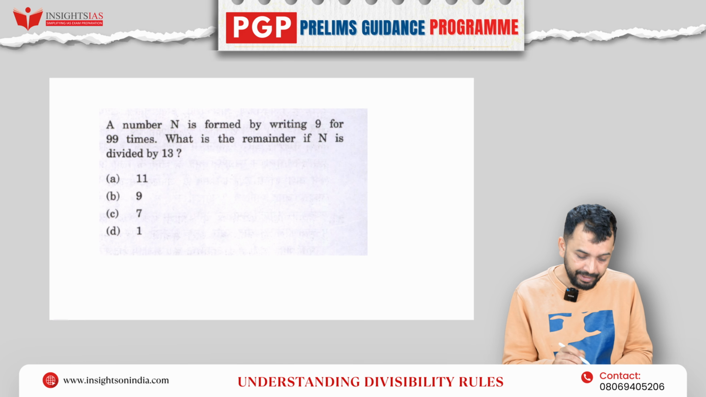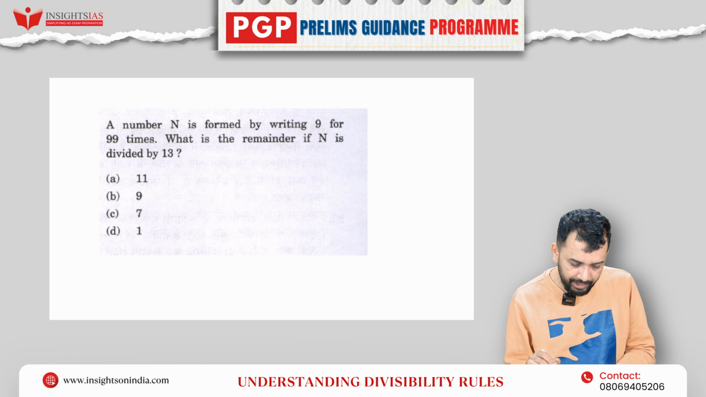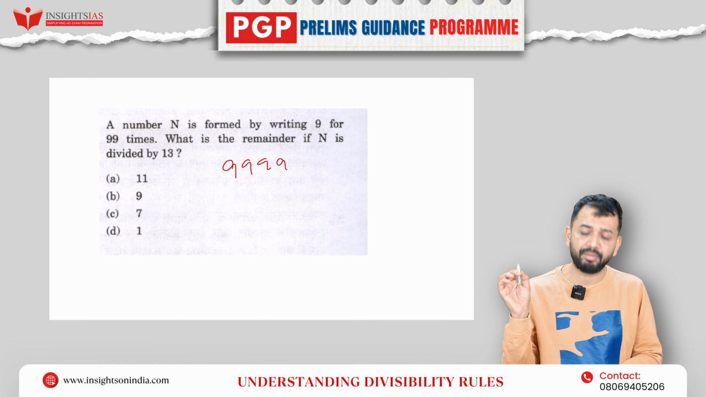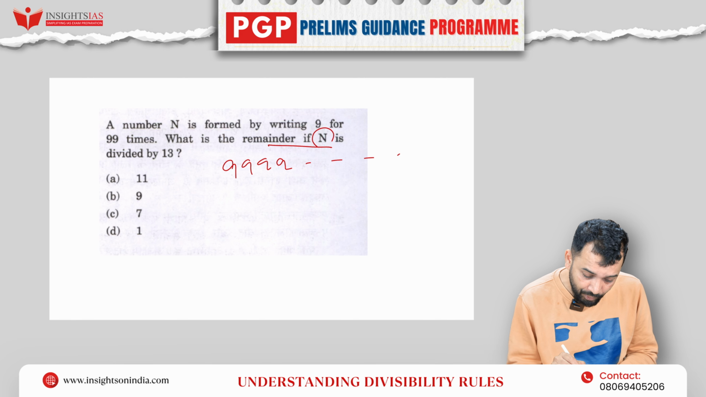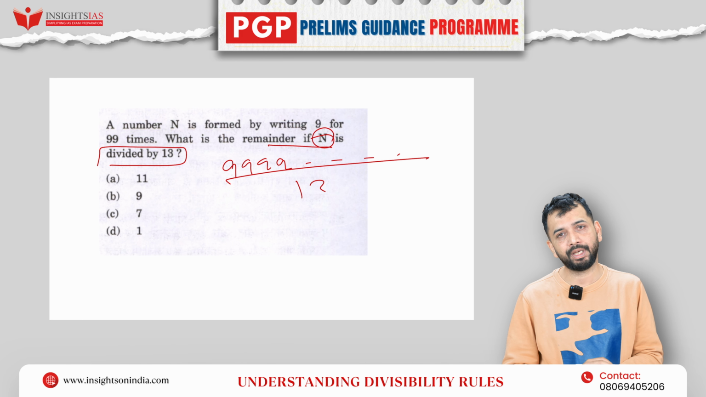Now, again, a number n is formed by writing 9 for 99 times. That is, you are writing 9, 9, 9, 9. How many times? 99 times you have written. What is the remainder if n is divided by 13? Now, if I want to divide this by 13, what will be the remainder?